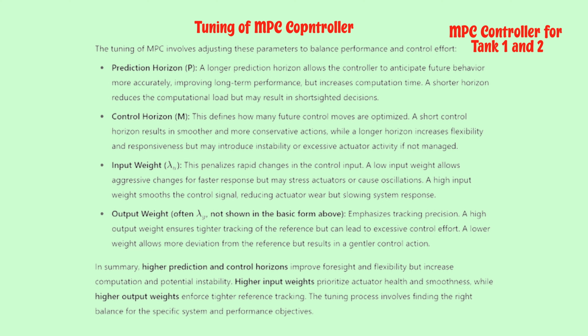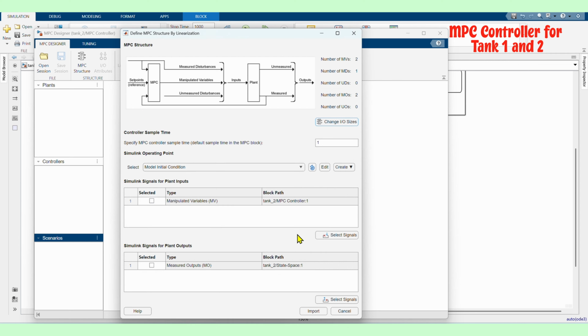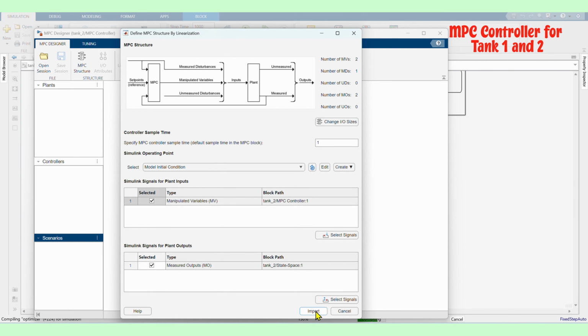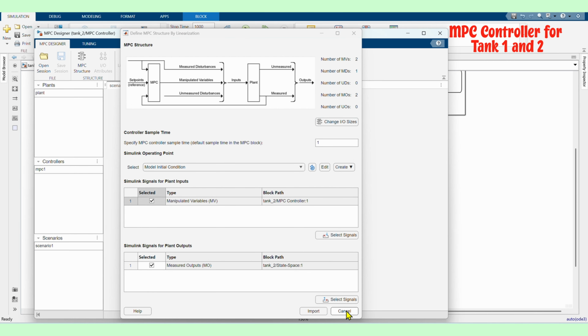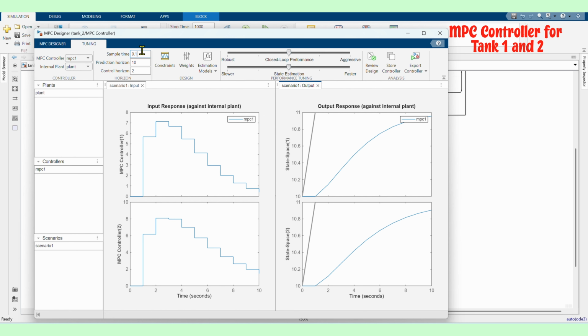Control horizon M. This defines how many future control moves are optimized. A short control horizon results in smoother and more conservative actions, while a longer horizon increases flexibility and responsiveness, but may introduce instability or excessive actuator activity if not managed.